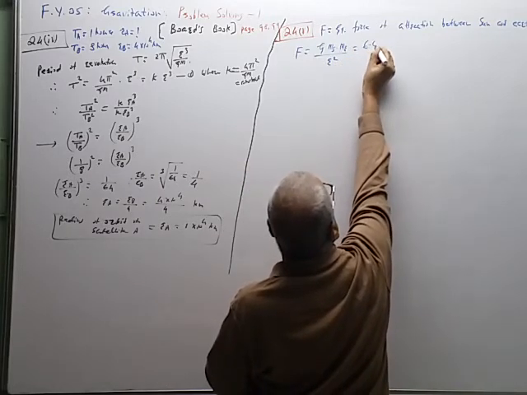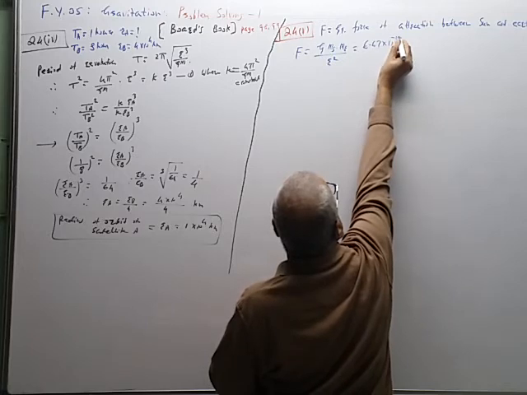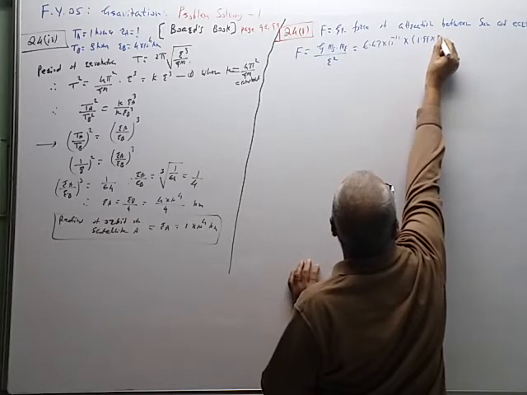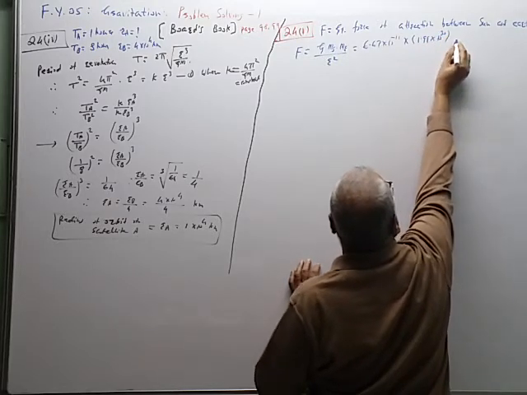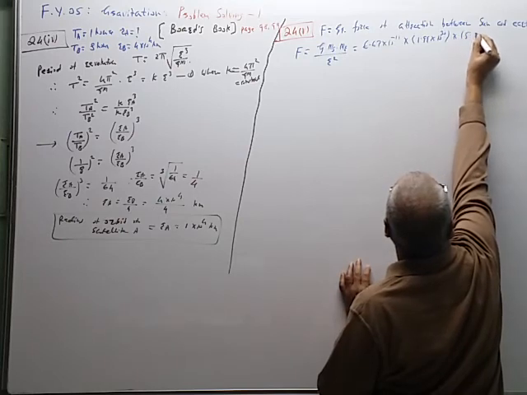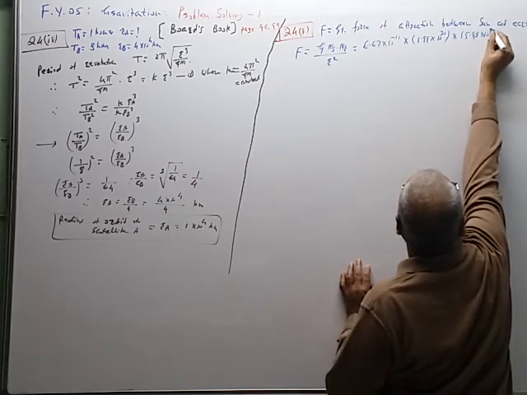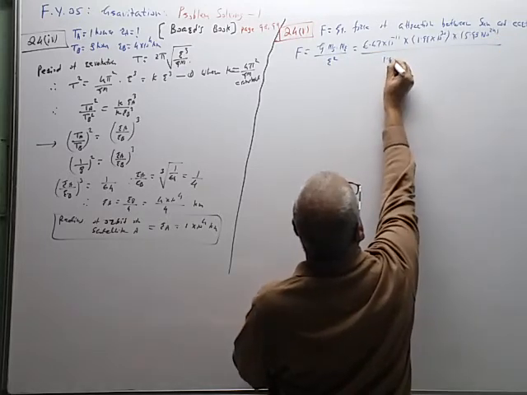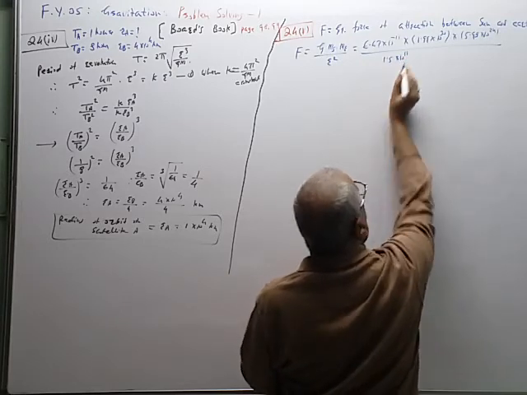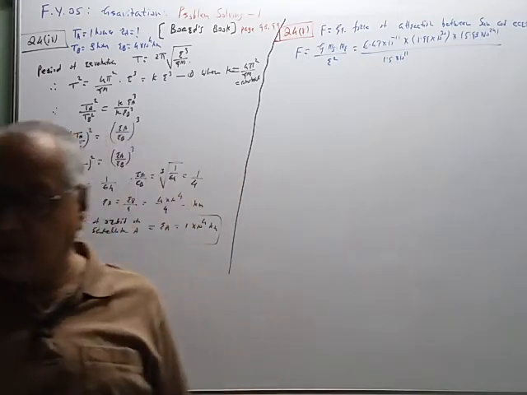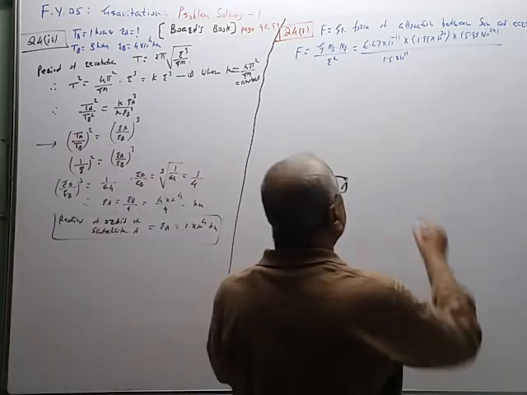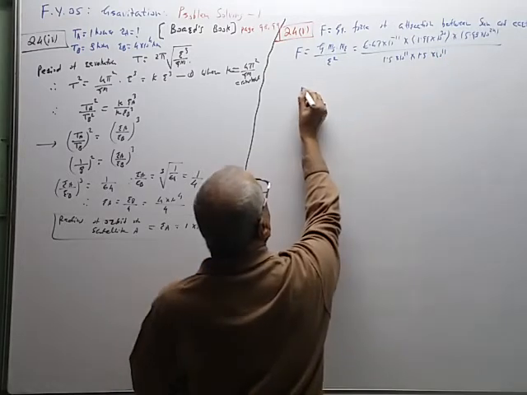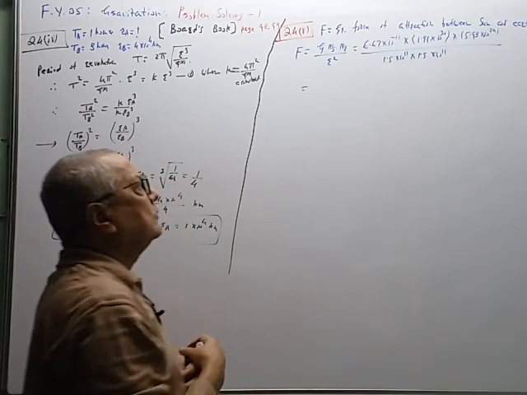So this is equal to 6.67 into 10 raised to minus 11 multiplied by 1.99 into 10 raised to 30 kilogram multiplied by 5.98 into 10 raised to 24 upon 1.5 into 10 raised to 11. Distance between them is in meter, 10 raised to 11, again 1.5 into 10 raised to 11. So this is equal to.